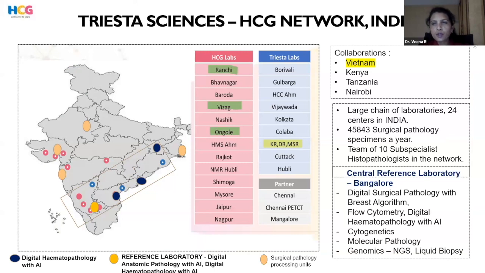At Bangalore, as HCG or TriStar, which is a laboratory that is part of HCG, we receive around 45 to 50,000 histopathology specimens a year. We are a team of 10 subspecialist pathologists in our network. As I said, Bangalore is the referral lab, and digitization started in Bangalore way back in 2018. So it's almost 5 years since we have been using digital pathology, and we adopted digital hematopathology almost 2.5 years ago.